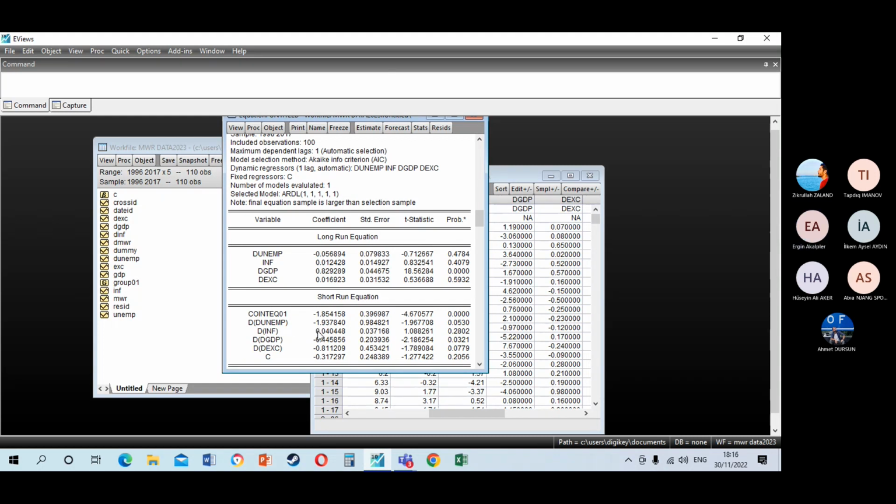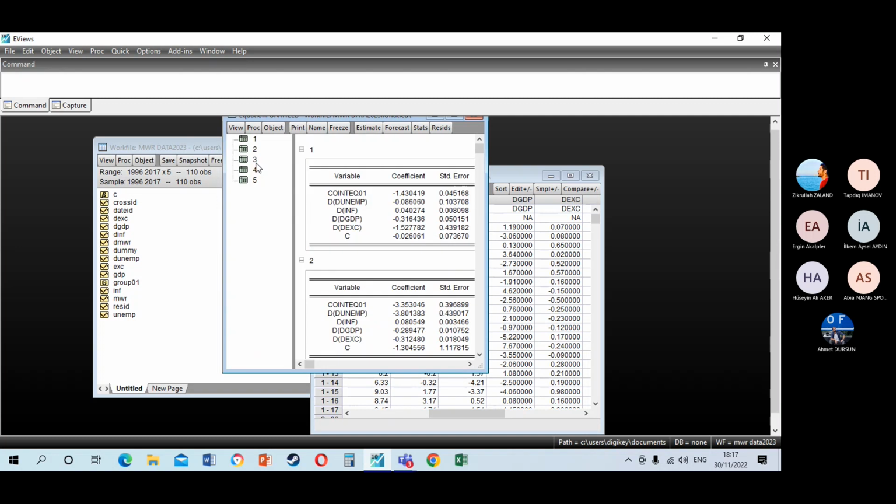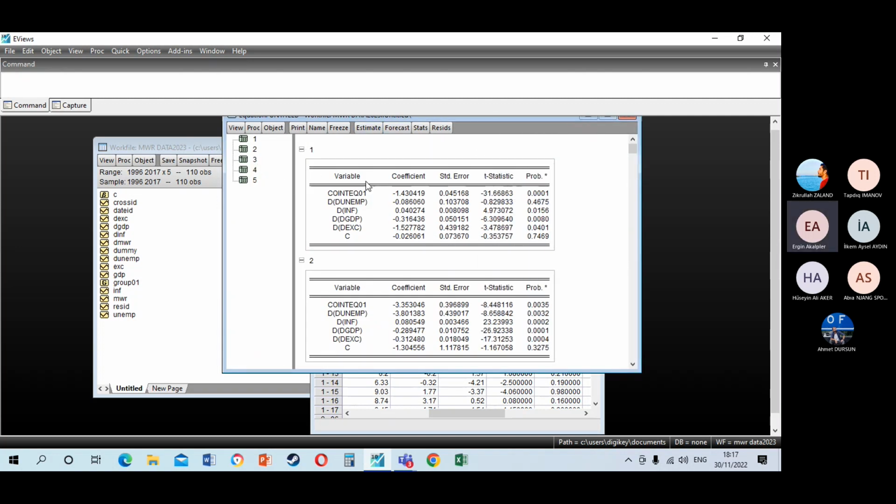And for the short run again, it is a negative relationship for unemployment, negative for the GDP, the exchange rate is also negative. For the inflation, it is positive. And when we go to the first again, it is 1.40, 0.08 relationship for unemployment, 0.04 for inflation, 0.3 for GDP, and for the exchange rate it is negative 1.5, and the probability values are satisfied for the equation, for the inflation, and for the rest, for the GDP also.